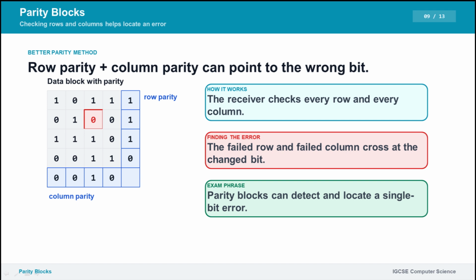Parity blocks. A parity block uses more than one parity check. The data is arranged in a block. Parity is checked across each row and down each column. This helps the receiver not only detect that an error has occurred, but also identify the position of a single bit error. The incorrect row and incorrect column meet at the changed bit.